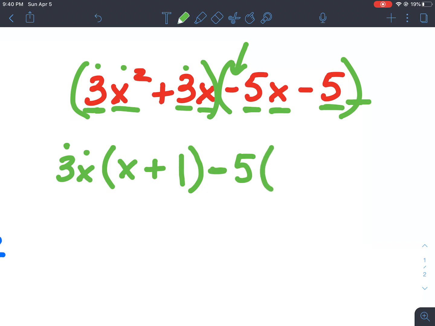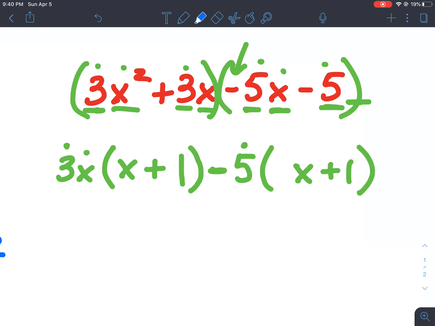So now, if I do negative 5 divided by negative 5, that's just 1. X divided by, there isn't an x to take away, so it's just x. And again, we don't need that 1 there. Negative 5 divided by negative 5 is positive 1.